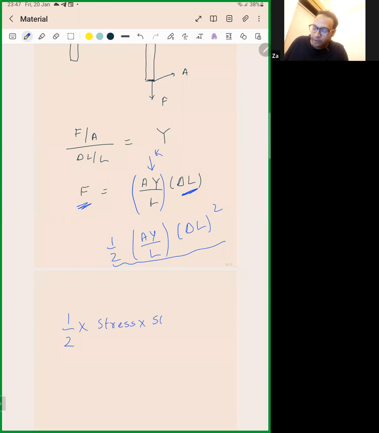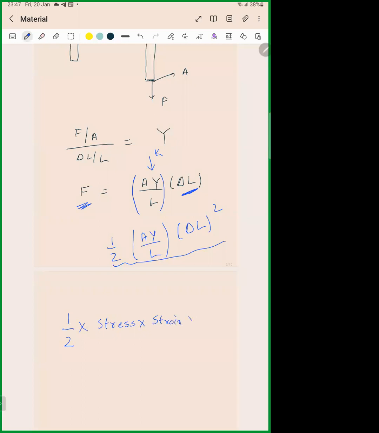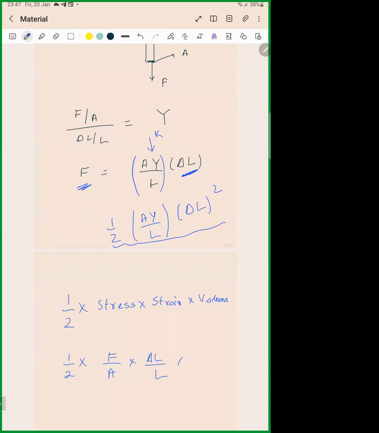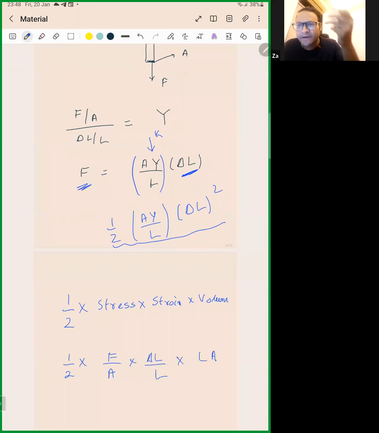Half stress into strain into volume. So again, half. What is stress? Stress is F by A. What is strain? Strain is delta L by L. And what is volume? Approximate volume is L into A. I know the new length is L plus delta L, I'm ignoring that delta, right? Now you see whether this thing is resonating with this thing.